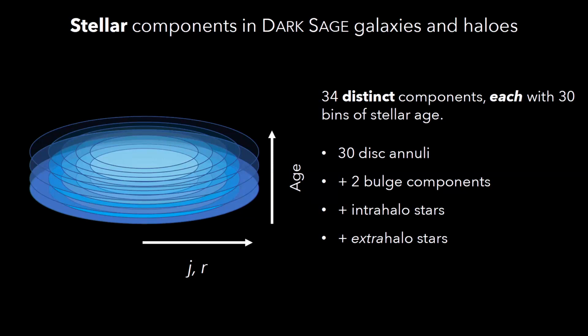Two bulge components, one that's built through gravitational instabilities within the disk, so that's secular, and one that is built up through mergers. There is intra-halo stars. We've just heard about what intra-cluster light is. This is that. Okay, that's built up through the disruption and stripping of satellites, and then one extra halo stars, as I like to call it. So this is just stuff that's been stripped and is outside of the virial radius.